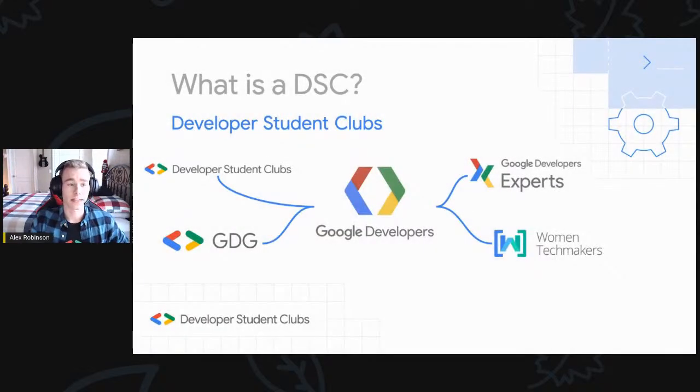Okay, so before we actually get started on the content itself, I do want to introduce what DSCs are. What are we about? What do we do? Developer student clubs are student-run communities that are supported and recognized by Google developers that empower students through programs like these on the slide, which is developer student clubs, Google developer groups, which are pretty much like developer student clubs, but for students and professionals. There's also Google developer experts, women tech makers, and a lot of other programs that Google sponsors.